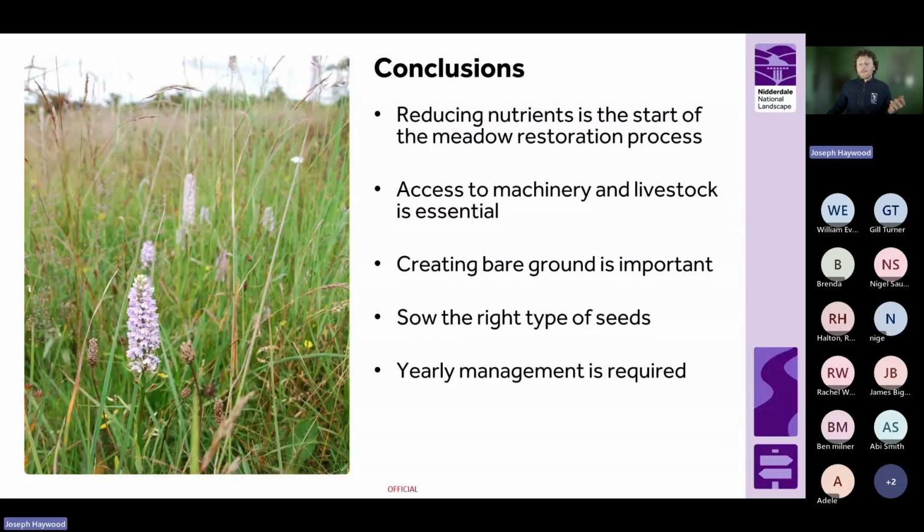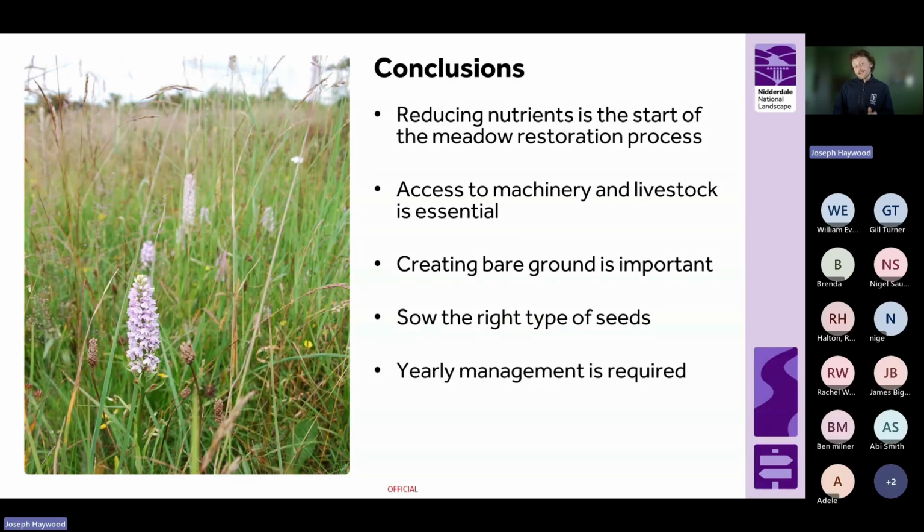Yearly ongoing management is really important. You can't just sow your seeds in year one, sit back and relax and think your job's done, because it's not. But that's a beautiful part of meadow management. You have to be there year on, year out, and your decisions change the makeup of that grassland. So I think that's a beautiful part of it, rather than just sitting back.